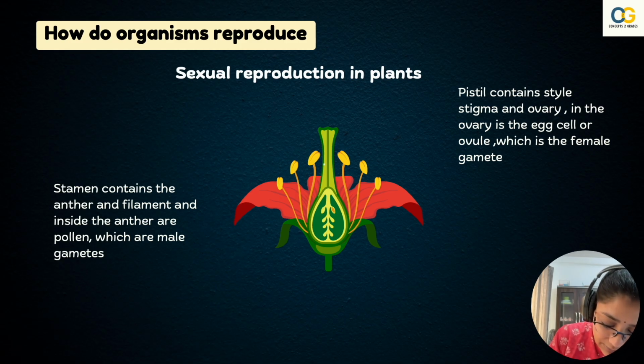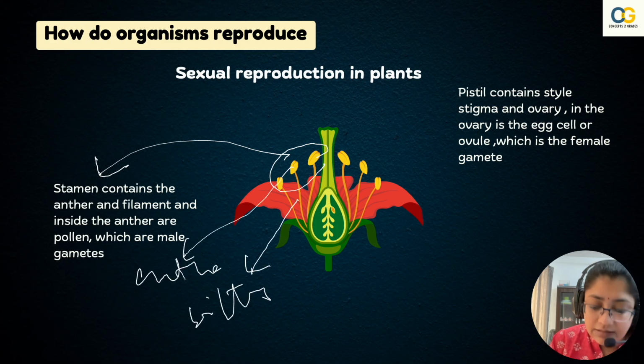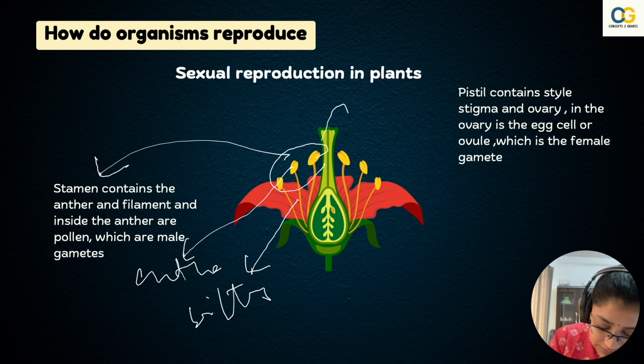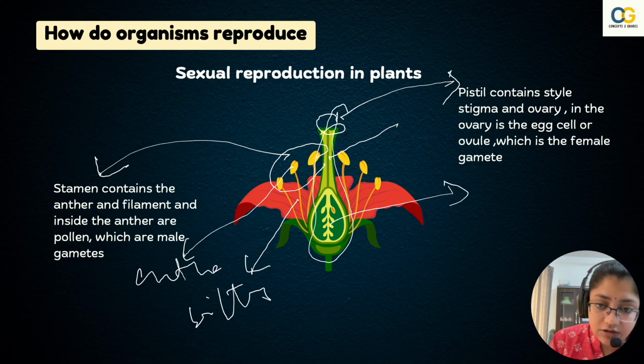So this part that you see, this is called the stamen, that contains anther and filament. This is called the male part of the plant. And this big structure that you see, this is called the pistil, which is the female part. It contains a style, ovary and a stigma on top.